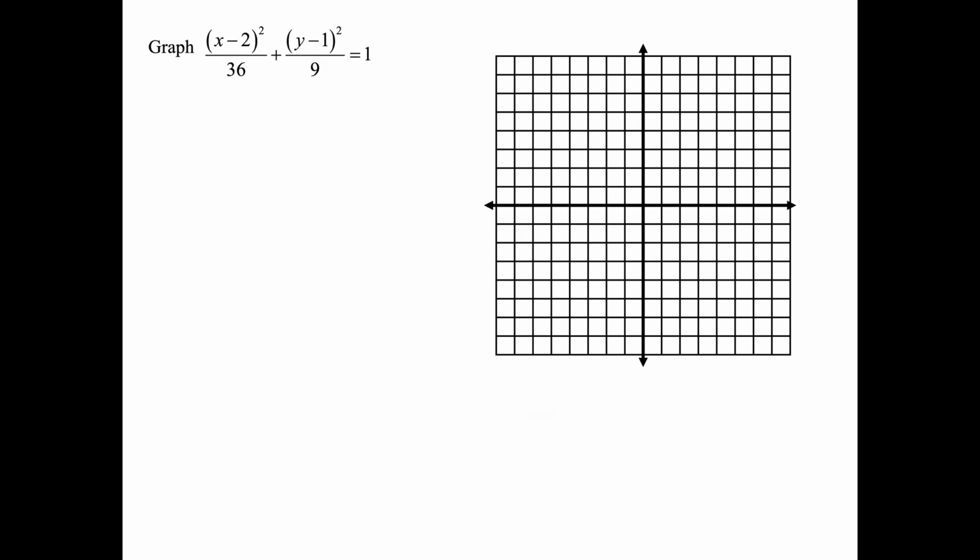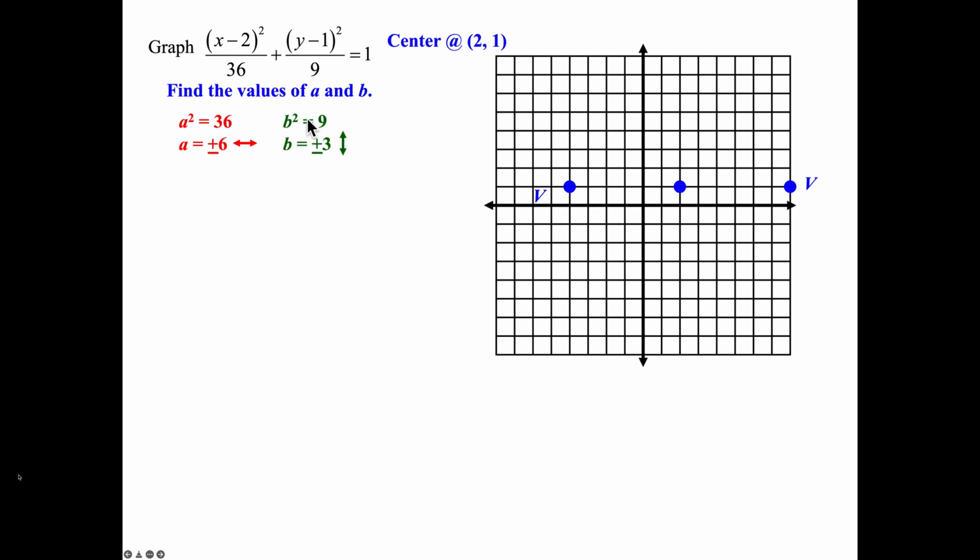All right, now in the next example, we're moving our center. So again, that's saying find the x, change the sign, positive 2. Find the y, change the sign, positive 1. Let's plot 2, 1. 36 is bigger than 9, so that's your a squared. So the square root of 36 is 6. We're counting left and right 6. Label them with capital V. B squared is 9, so take the square root of 9 is 3. We're counting up and down 3 to our covertices.